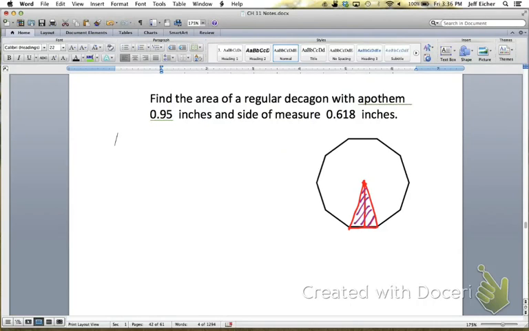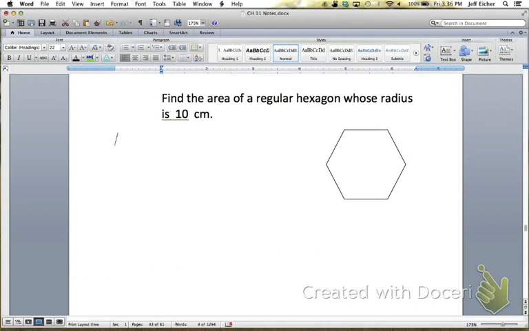And once you have that, since a decagon has 10 sides, you're going to have the area of one triangle. Ooh, can't read that very well, can you? Times 10 triangles, and that will give you the area. I'm not going to finish that, just to keep this video short.